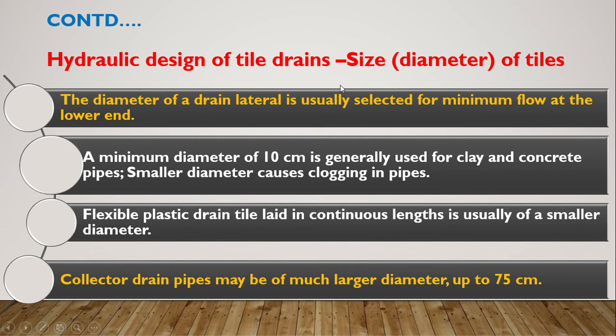And the diameter of a drain lateral is usually selected for minimum flow at the lower end, and the minimum diameter should be 10 centimeter. Normally we will use 10 centimeter pipes for constructing the laterals, and a smaller diameter than this causes clogging in the pipes. So that is the thing. And for main drains, larger diameters will be used. It can be up to 75 centimeters.